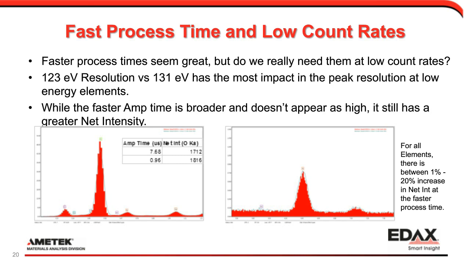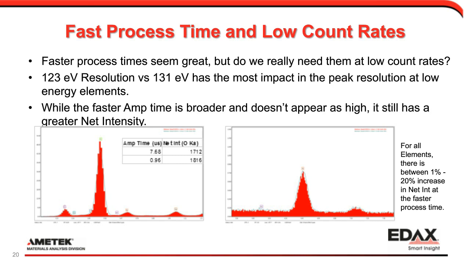Now, as we go higher than the low energy elements, looking at the iron K peak, we're actually able to see that the faster process time does give us a little bit more visible intensity, and you could even see maybe even a little bit more of that trace amount of manganese there as well. An interesting point was that the net intensity, or counts per second, for each individual element varies between 1% and 20% for the different elements.